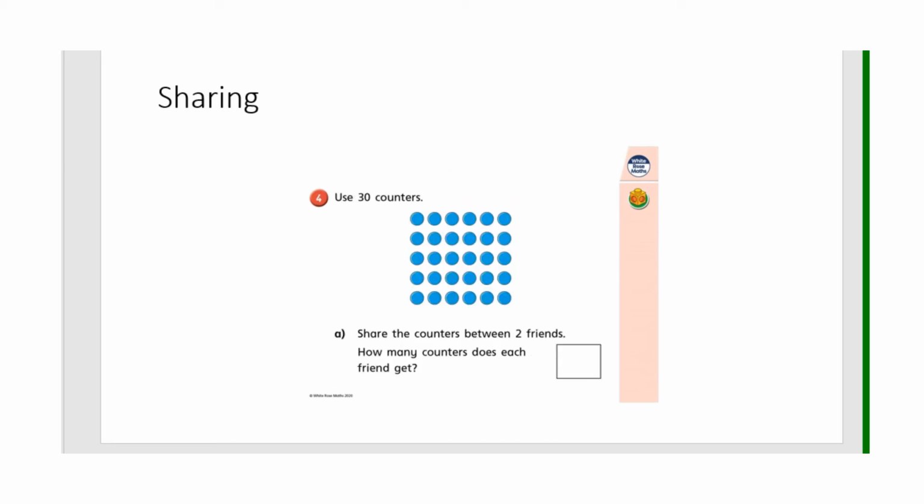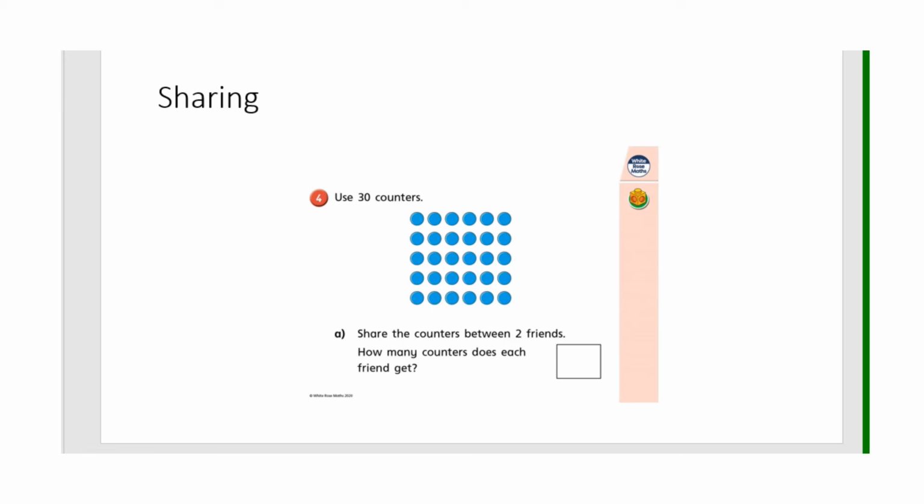I can see that there are 30 counters here because there's 6 columns of 5. And I know 6 times 5 is 30. It says, how many counters does each friend get? So I'm going to split them in half. I could get 30 and work it out, 30 counters, 1 for you, 1 for you, but that's a lot. You can see one array of 5, 2 arrays, and they're going down.